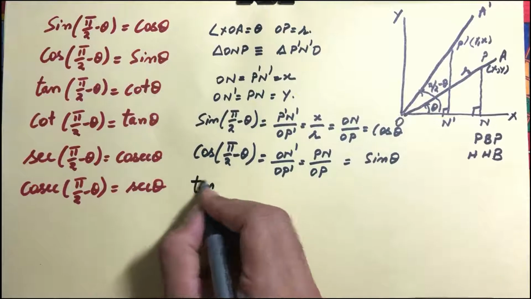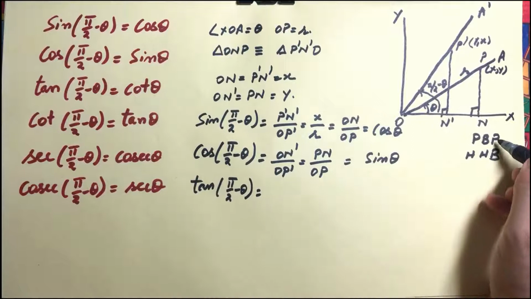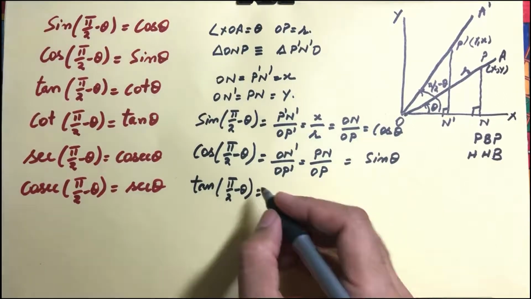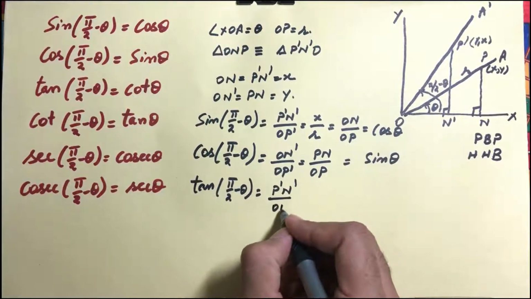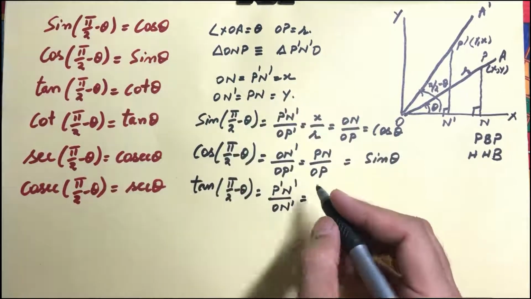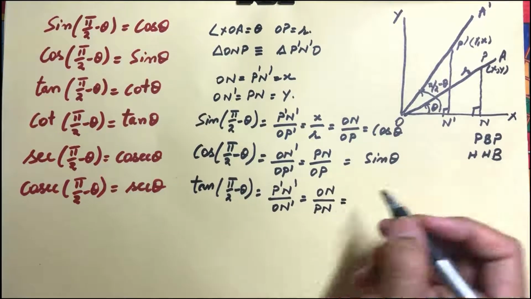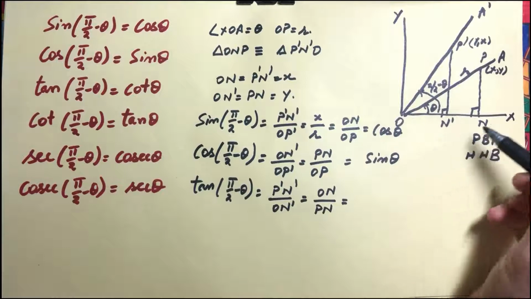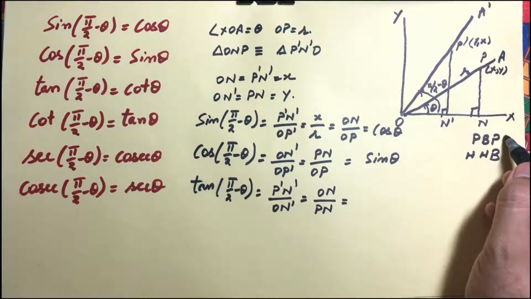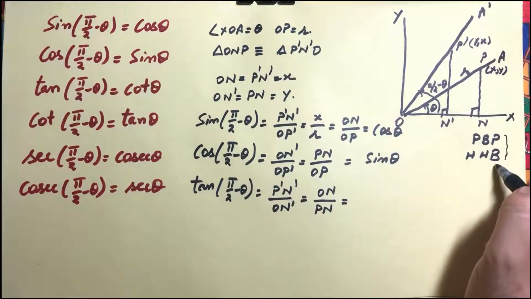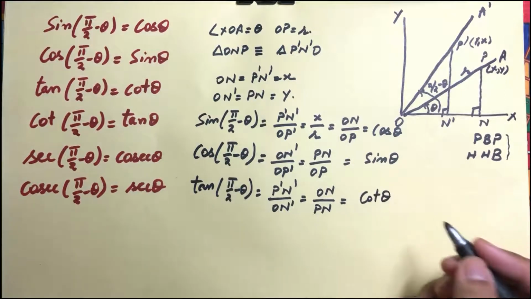Next, tan of pi by 2 minus theta. So by the formula, perpendicular upon base, perpendicular is P dash N dash upon ON dash, and we already have P dash N dash is ON and ON dash is PN. Now look here, how much is ON upon PN? Base upon perpendicular. This formula, base upon perpendicular, is the opposite of tan, that is cot. So we get cot of theta.